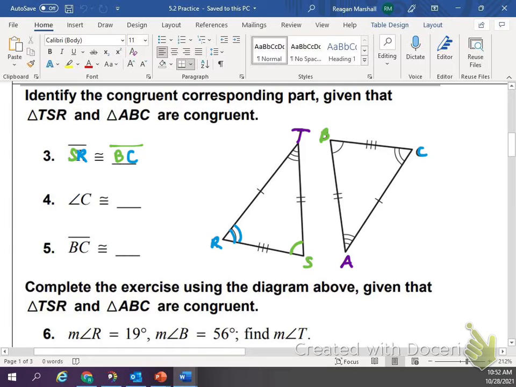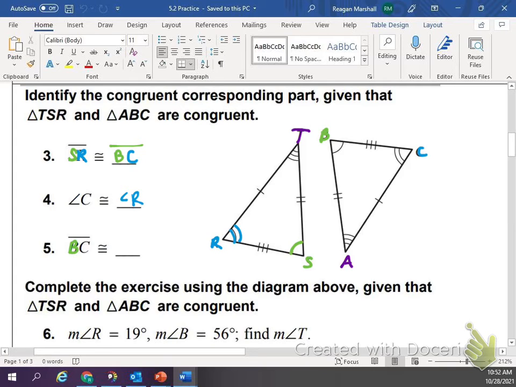The next one says angle C is congruent to. We already said it, right? Angle C is congruent to angle R. They both have two arcs. Yes, that's how we knew, the number of arcs. And then BC.